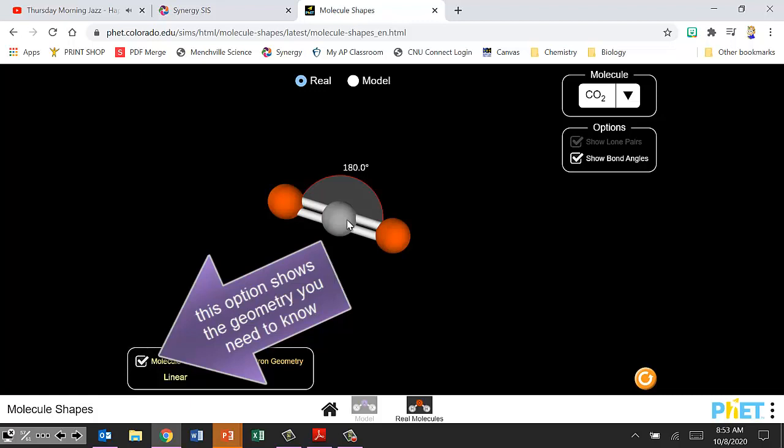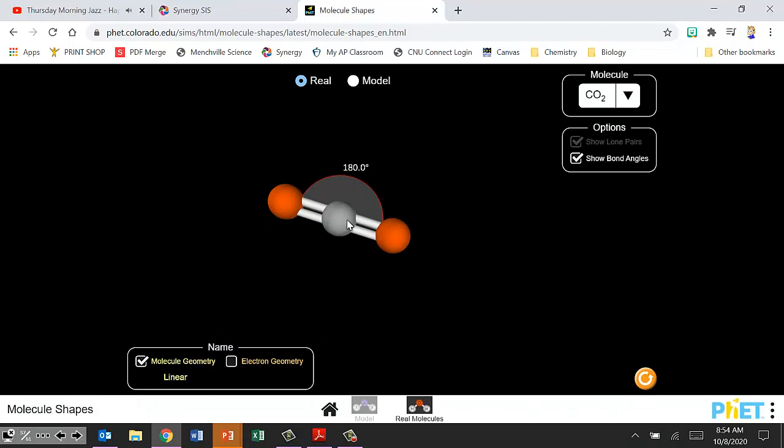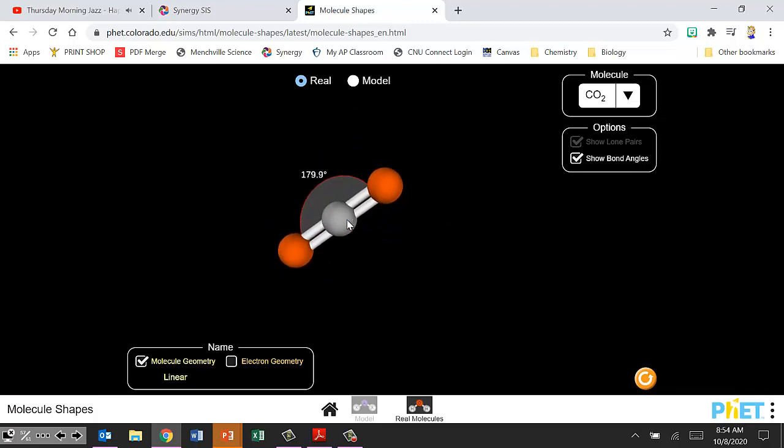The simulation we're using, by the way, is from phet.colorado.edu. Feel free to find this molecule shape simulator and tinker with it. Look at some of the molecules we've looked at. As you can see, I can move and manipulate them. This is an excellent simulator to practice these molecular geometries, which you need to have memorized.